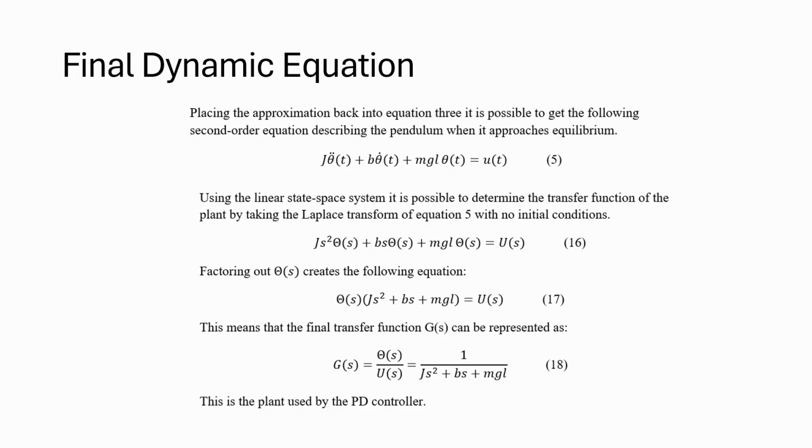And when you rearrange that even further and eventually do a Laplace transformation and factor everything out, you get your transfer function on the bottom of 1 over Js squared plus Bs plus mgl. And so this is the plant that is used by the PD controller.